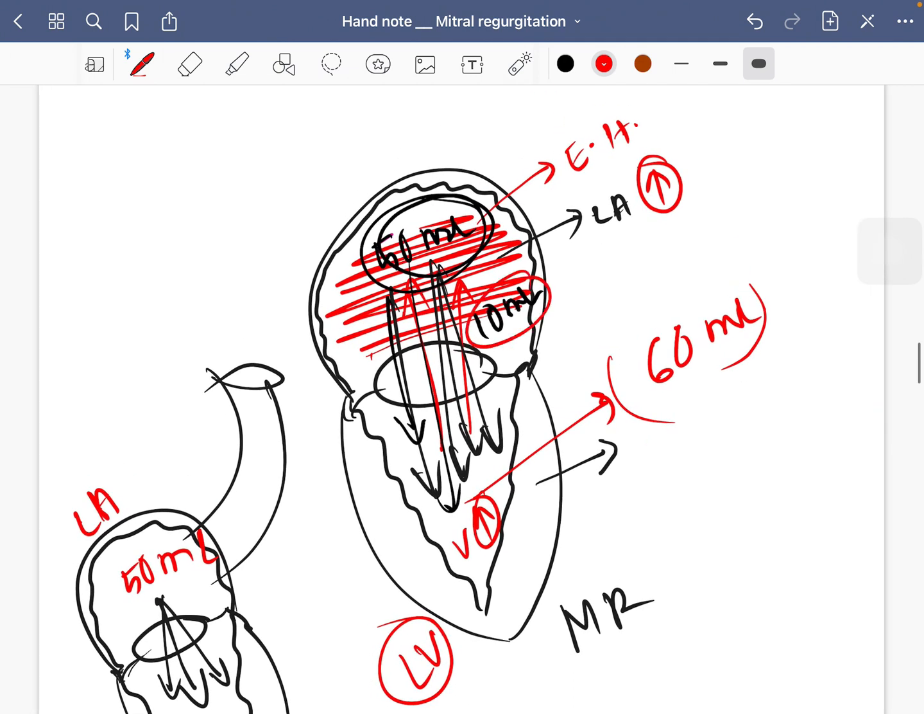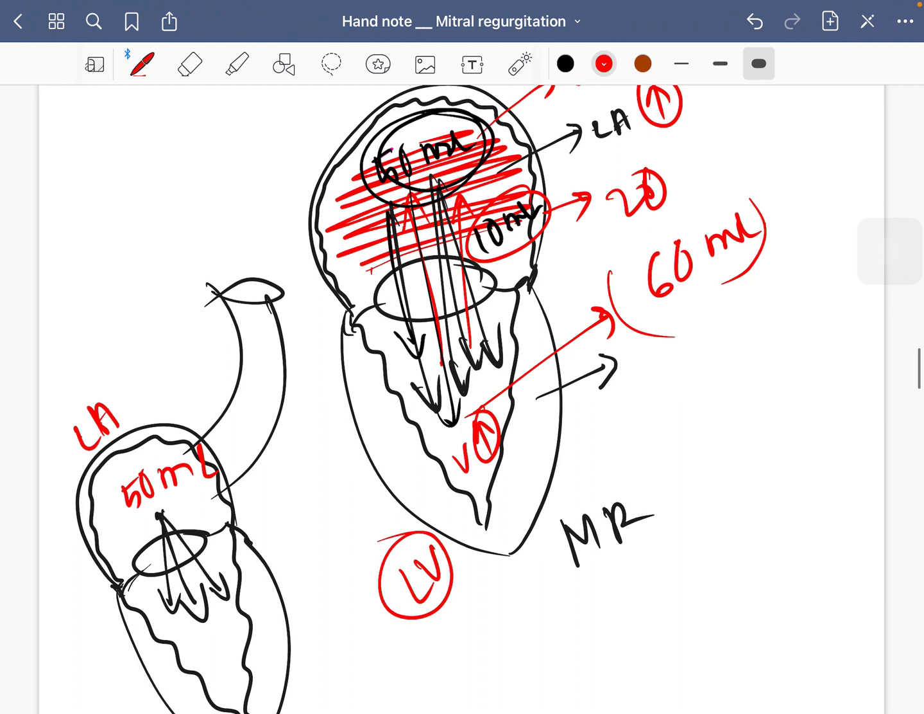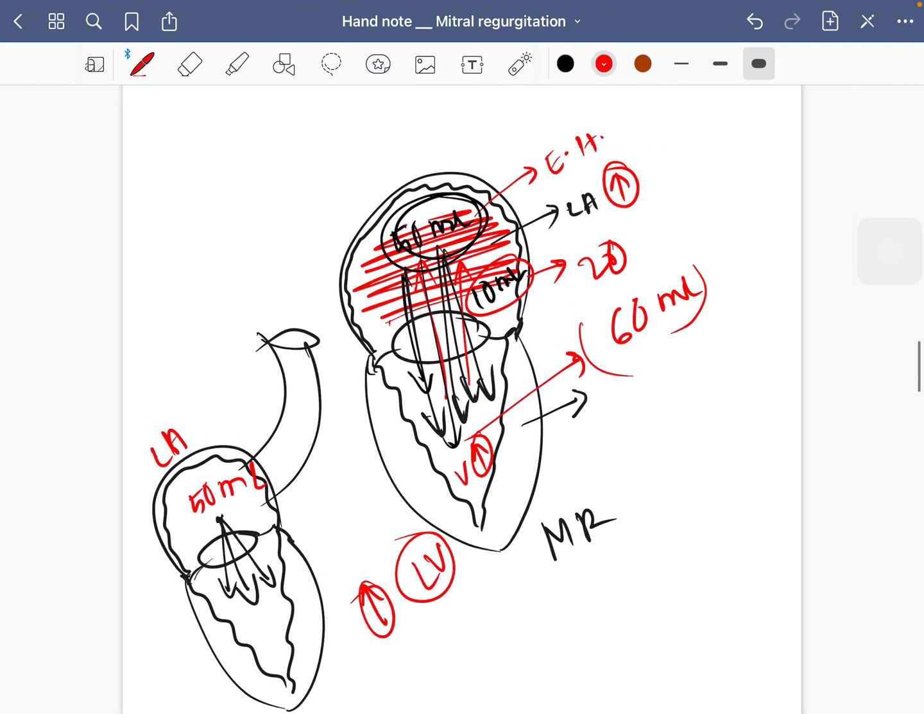That means here the 10 ml blood is replaced by 20 ml. That means now 20 ml blood is going backward during ventricular systole, and this extra 20 ml blood again comes into the left ventricle in diastole phase. So that's why your left ventricle will also face volume overload, and due to this mechanism there will also be eccentric hypertrophy in your left ventricle.